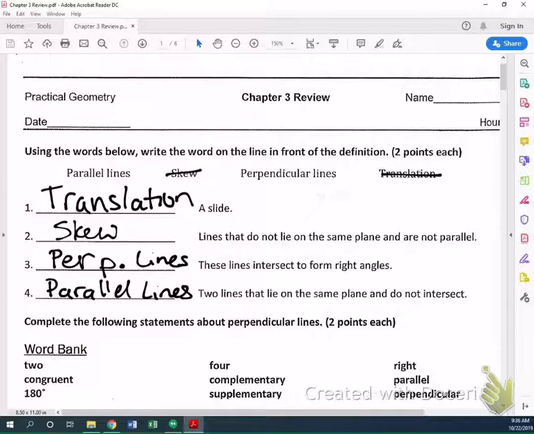The test will look almost just like this. Yeah, it'll be mixed up on the ones with actual numbers. The numbers will be different, but it'll be the same format. Same number of questions, same point value for those types of questions. So if you can do this, you're going to do great tomorrow.